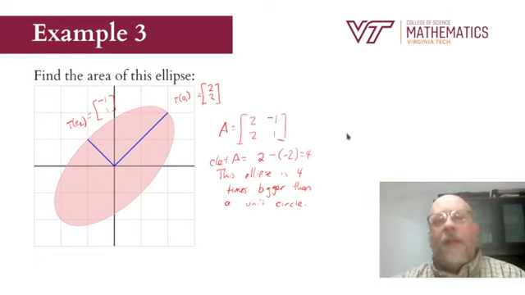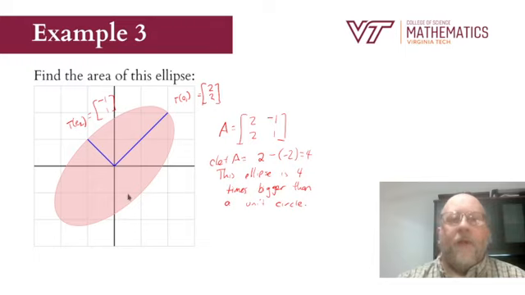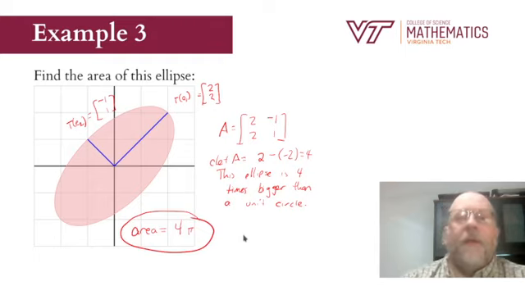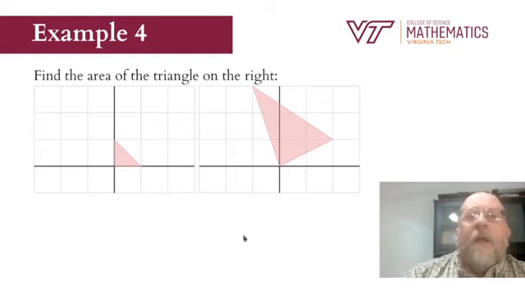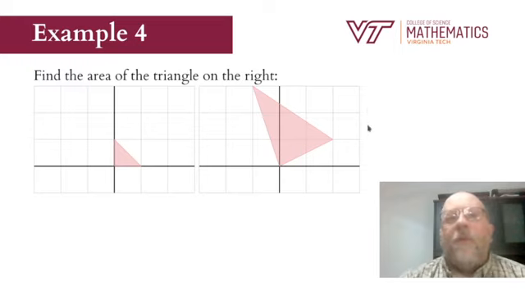And we already know that the area of the unit circle is pi, and so the area of this ellipse is 4 pi. Let's keep going. We can do this for triangles also. We know a formula for a triangle. The area is 1/2 base times height.